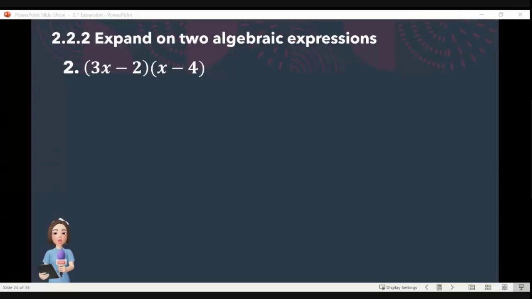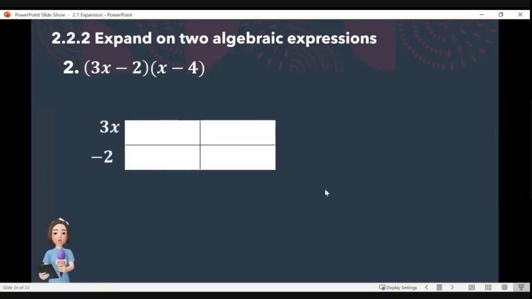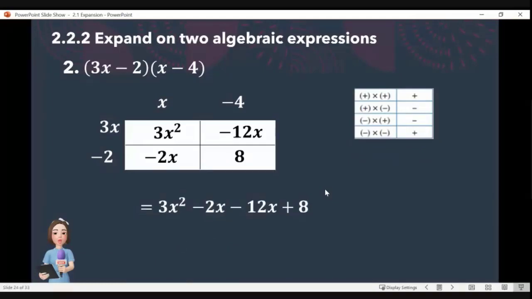So let's have a look whether it's the same or not. This one I show using the box method. So it's correct. Just remember that the negative becomes positive, because -4 times -2 is a positive 8. Everybody, positive 8, it's not negative 8. If you put negative 8, it's wrong. So next question, this one using the arrow method.